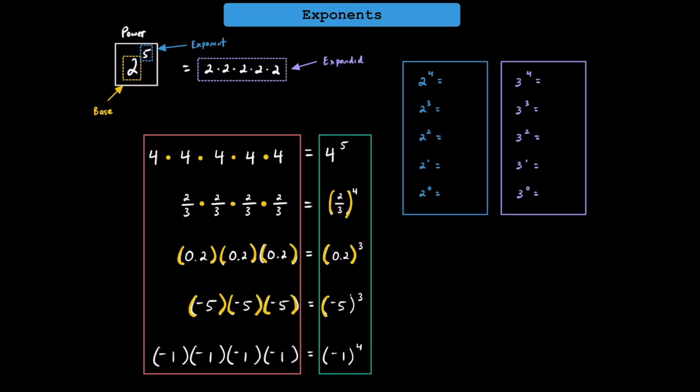When raising a negative number to an exponent, be sure to put it in parentheses as well. In general, when you see numbers in parentheses, it's a good idea to try to keep them in parentheses to keep things consistent. Here this negative 1 stays in parentheses, and it's raised to the 4th power.